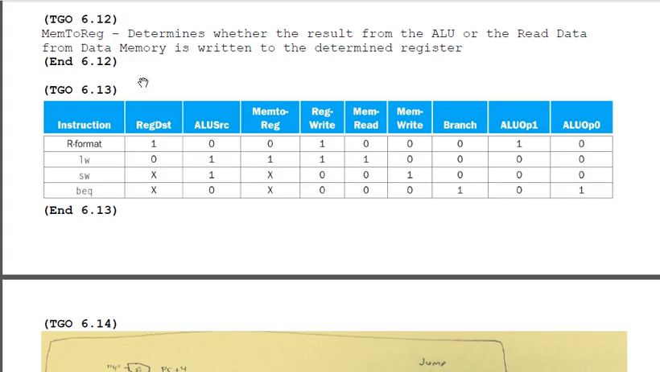So branch, it seems pretty straightforward. 1 if you branch, 0 if you don't, and then the ALU will generate the value we're going to use to AND. Now ALU op, we're going to go into what's going into the ALU controller in a little bit. If it's R type, it's 1-0, remember it's a 2-bit value that comes from the controller and goes to the ALU control, right? If it's a branch, it's a 0 and a 1. And otherwise, it's going to be 0-0.